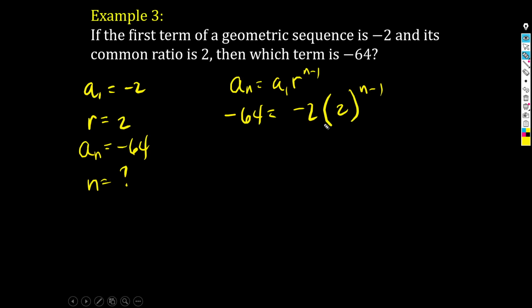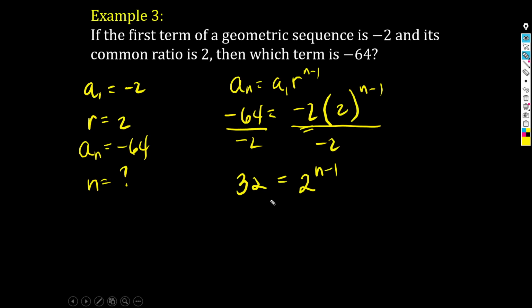Let's manipulate this negative 2. That's a multiplier, so I can divide both sides by negative 2. I'm left with 32 on the left and 2 raised to the n minus 1th power on the right. How do we solve this? Pause again. Try to explore how to solve that. Okay, when you play it, you should have an answer.